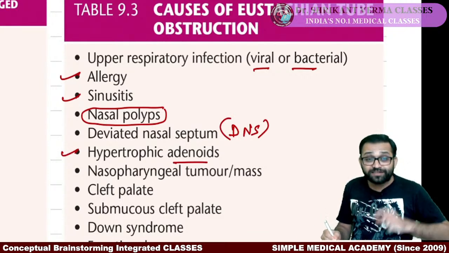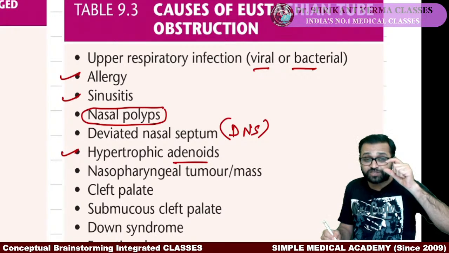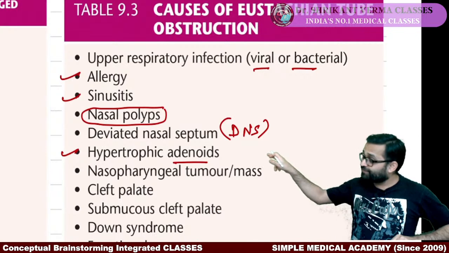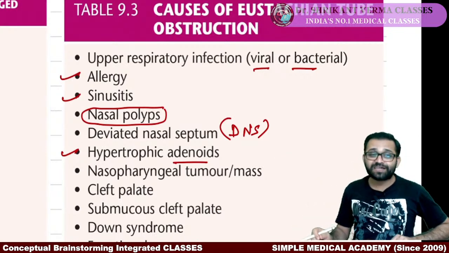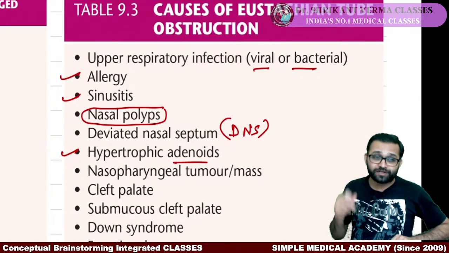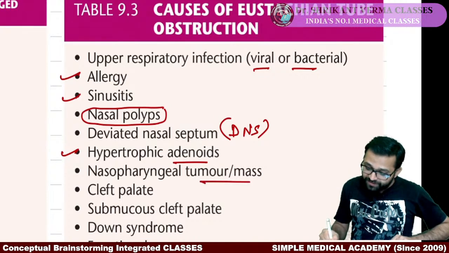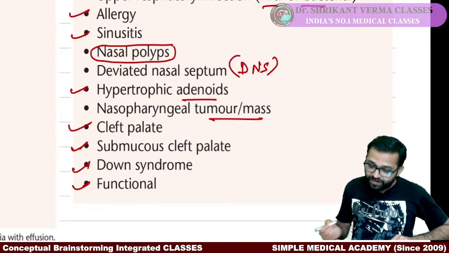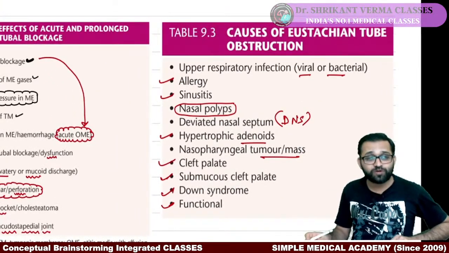Hypertrophic adenoid: there is an aggregation of lymphatic tissue in the nasopharynx. Do you remember Waldeyer's ring? Yes, in anatomy we had seen the adenoids. If they become hypertrophic, they will block our auditory tube. Also there are different kinds of tumor, even cleft palate, Down syndrome, and functional causes. These are the different causes of the obstruction.